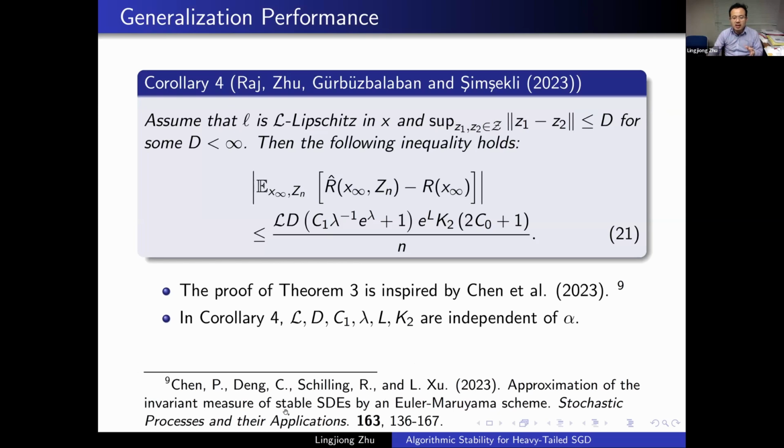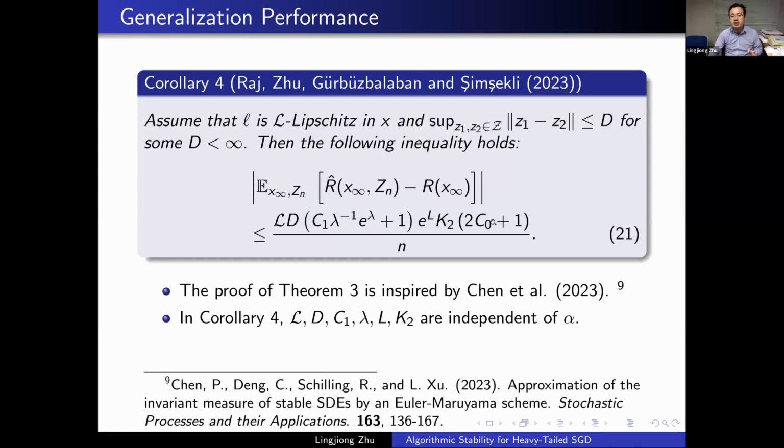They are looking at the Euler discretization error. They want to obtain a uniform in time Euler discretization error for heavy-tailed SDEs. I'll mention later why it's related. But for the moment, let's not forget our motivation. Our motivation is that we want to understand how the heavy tail can help a generalization error bound.